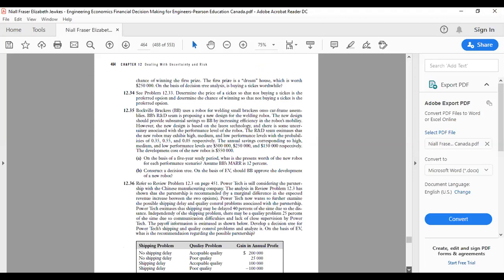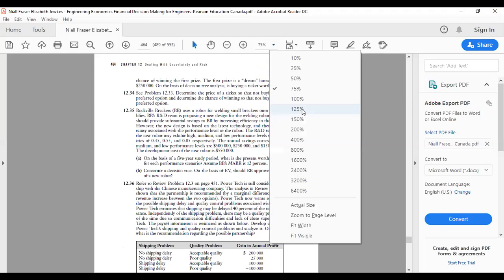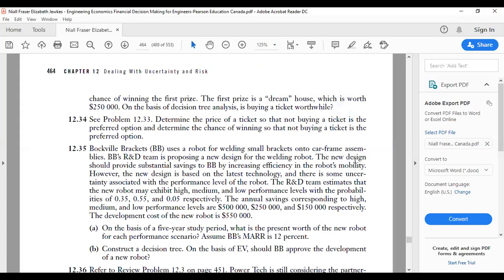So the question continues and it says, let me just increase it like this here. The prize is a dream house, which is worth $250,000. On the basis of a decision tree analysis, is buying the ticket worth it? So you're supposed to do a decision tree. All right, since this is the first one, let me try this one and see how we would go about doing this.